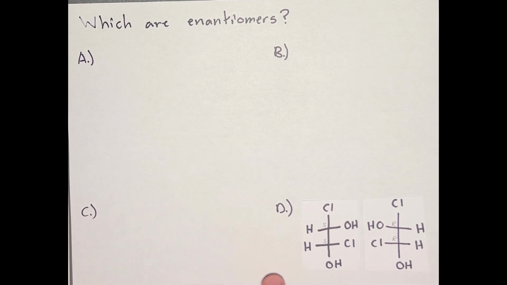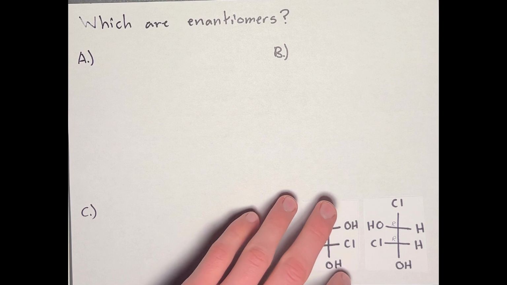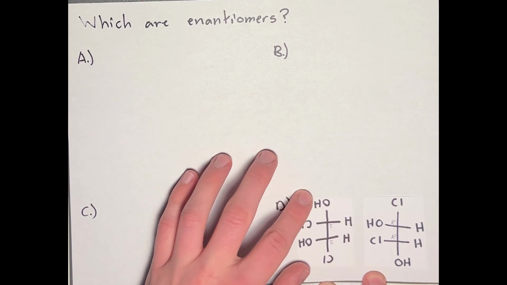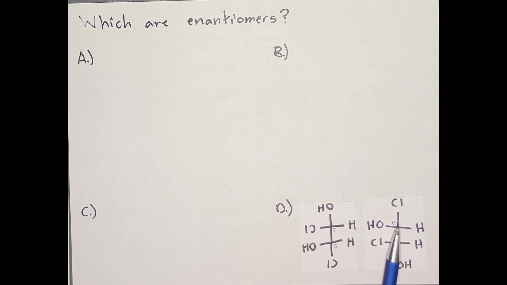And so that leaves only D remaining, but let's take a look at this one. So we see that we have S and R, which are opposites, and again, S and R that are still opposites. And no matter which way we flip it, it's still going to be S and R and S and R. So that way they're still opposites and therefore still enantiomers.